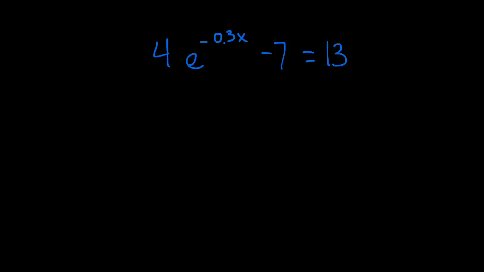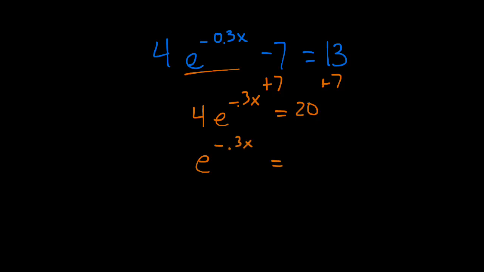One last example. I would think you're catching on by this point, but we'll do one more just because. This one we have e in there, so our base of our exponent is e, so that would probably tell us that we should use natural log. If you have e as the base of your exponential, you're going to use natural log. Okay. So first steps here, get everything away from that exponential. So add 7, so that's 4e to the negative 0.3x equals 20. Divide both sides by 4. e to the negative 0.3x equals 5.